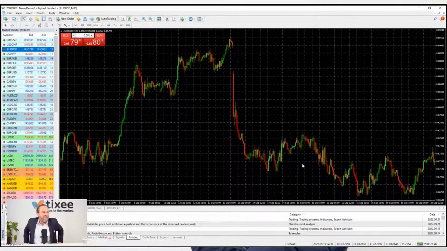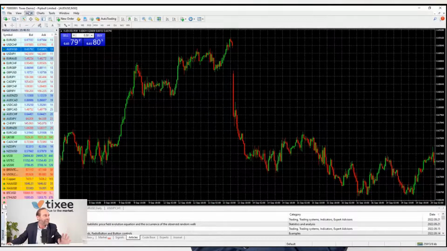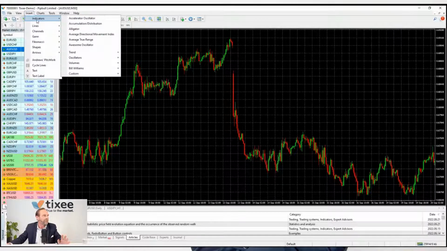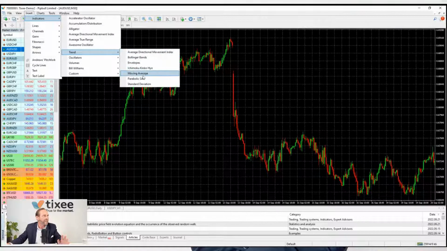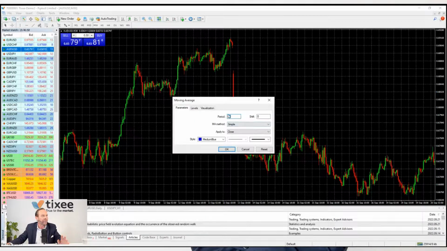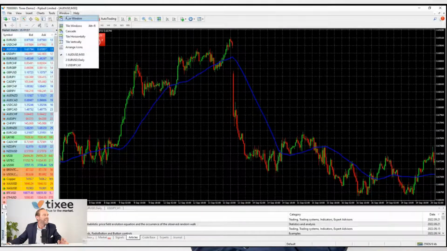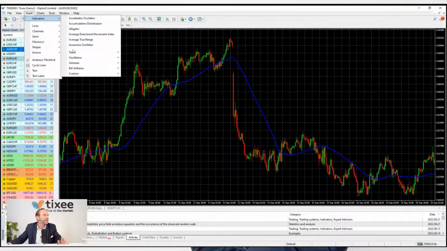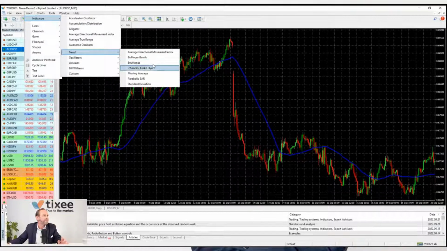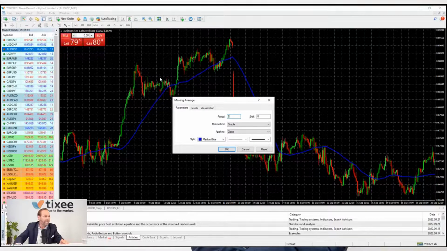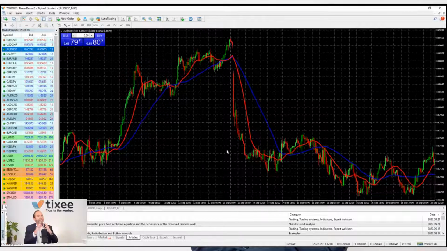Right. Okay. So we keep with the Aussie dollar. Let's put in our indicators. We're going to go with a moving average this time. We're going to go for a 50. And then we're going to go with a 20 as well. Change the color as well. There we go.